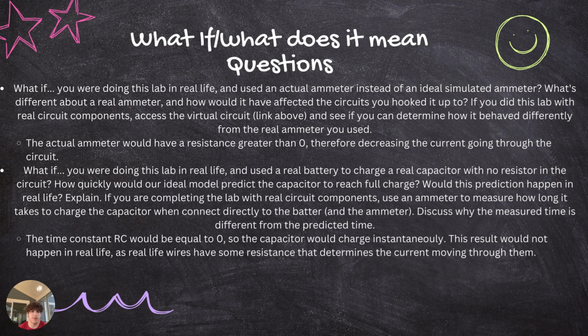For the first "what does it mean" question, if we were doing this lab in real life and used an actual ammeter instead of an ideal simulated ammeter, the actual ammeter would have a resistance greater than 0, therefore decreasing the current going through the circuit.